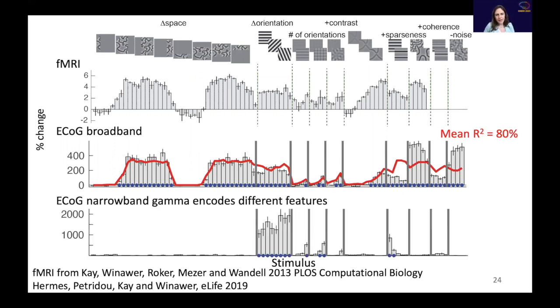However, when we look at ECoG narrowband gamma for each stimulus, it has a very different response pattern, with responses to gratings larger than these more complex patterns, and also an increase for contrast, but not for these types of patterns. So we had to develop a different image computable encoding model to explain what type of image features predict gamma oscillations.